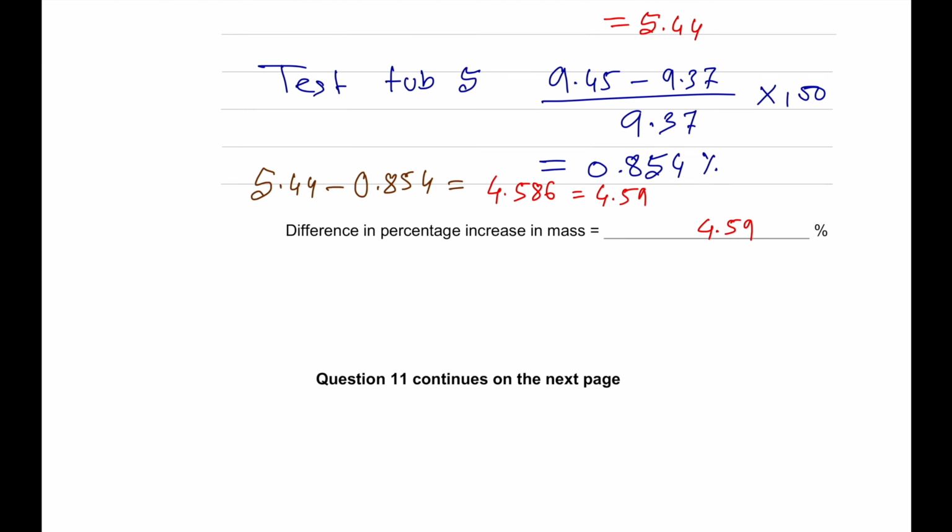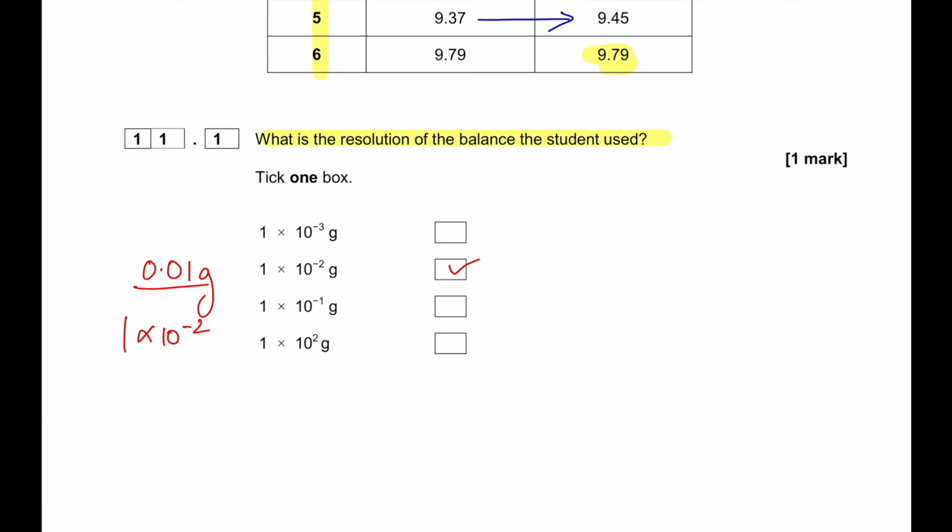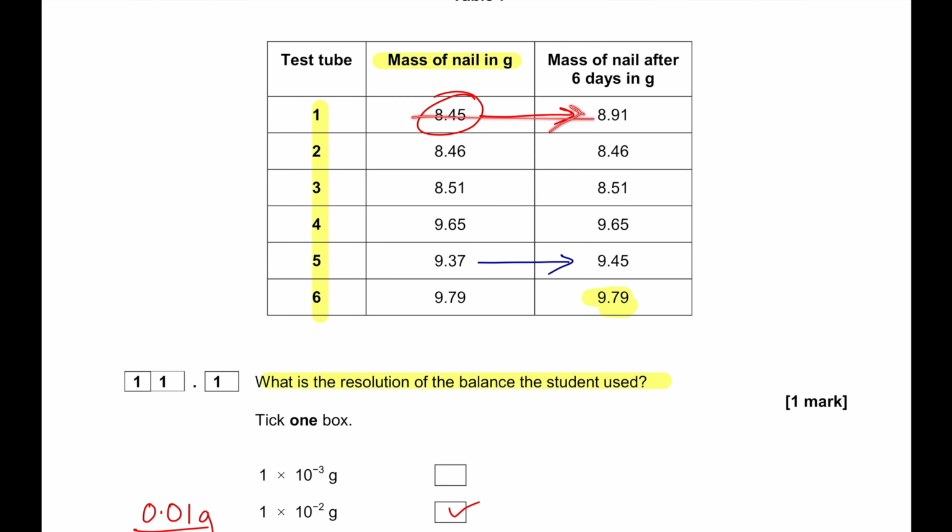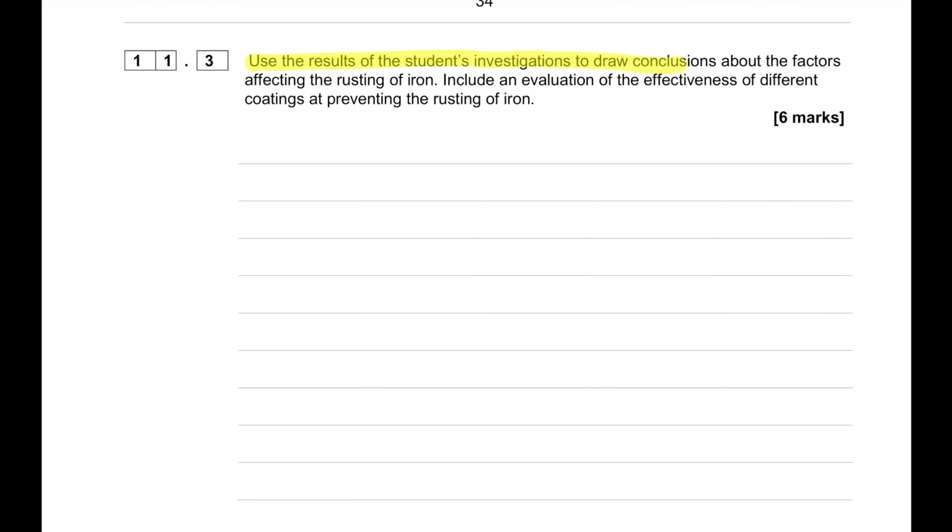We can see that in test tube 1 and 5, the nail got rusted, because there was an increase in mass. Use the results of the student's investigation to draw the conclusion about the factors affecting the rusting of iron. Include an evaluation of the effectiveness of different coatings at preventing the rusting of iron.